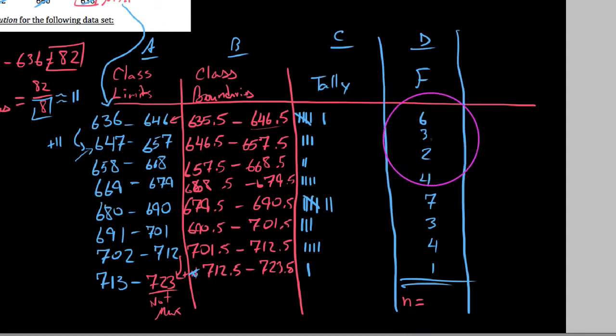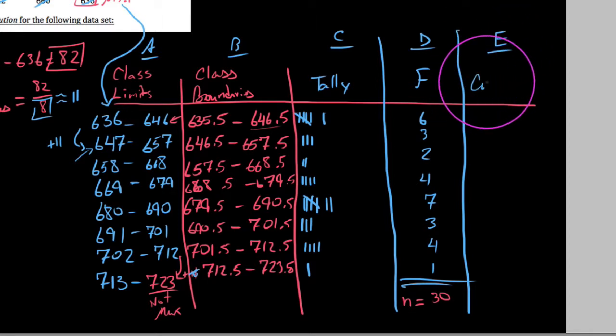So I have 6 plus 3 is 9, plus 2 is 11, 11 plus 4 is 15, plus 7 is 22, 22 plus 3 is 25, 25 plus 4 is 29, and then this one here would be 30. So we've gotten everything, and then last but not least, we'll put in our cumulative frequency column. So now remember, cumulative frequency is like saying the frequencies up until now.